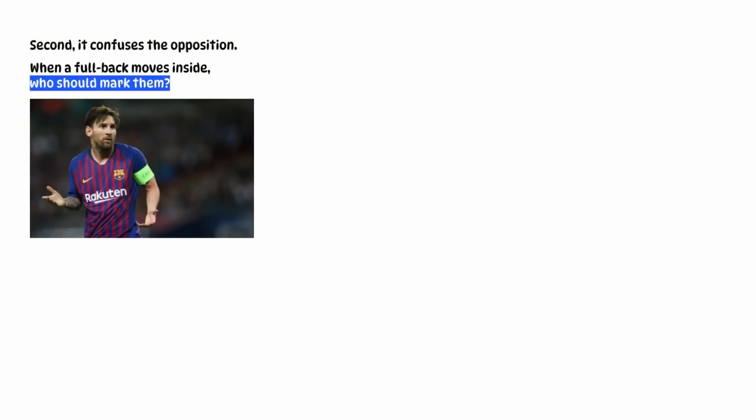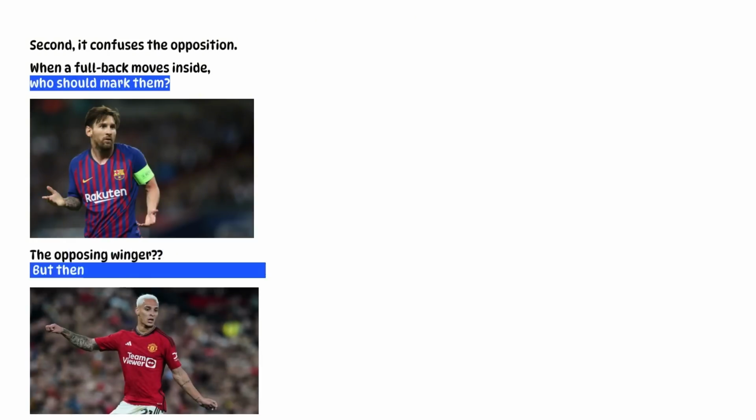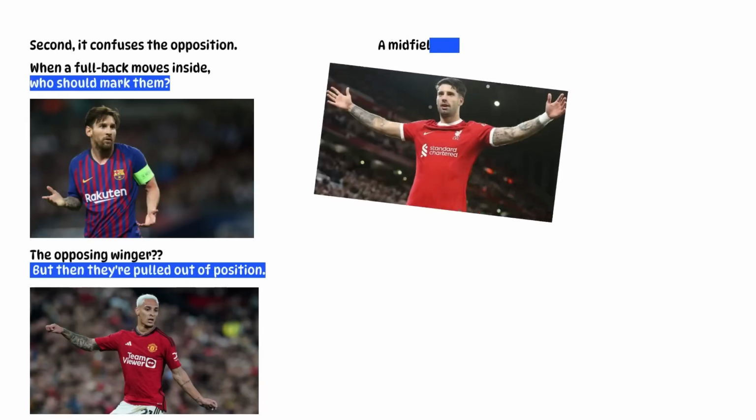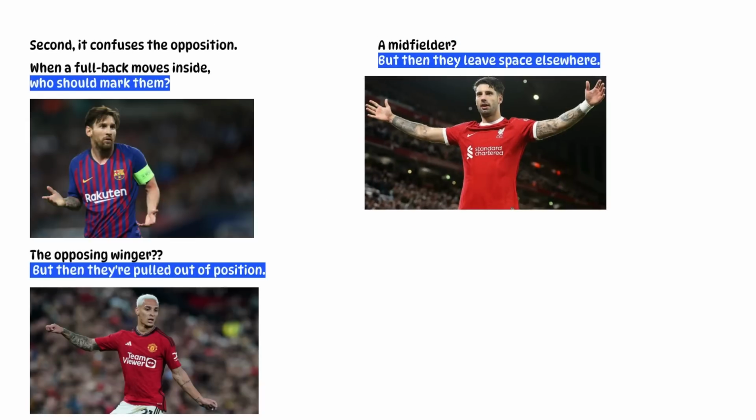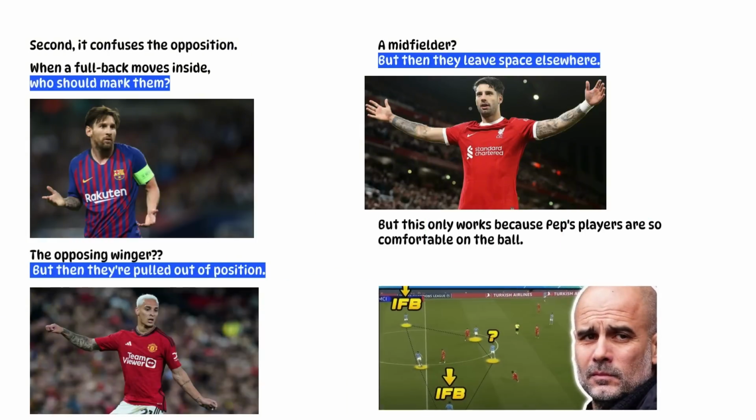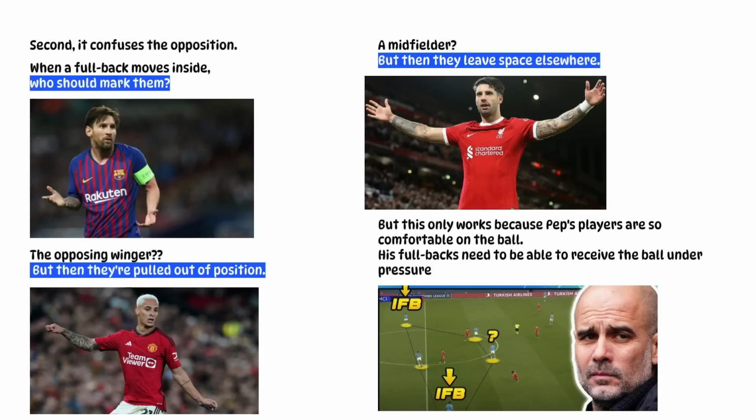Second, it confuses the opposition. When a fullback moves inside, who should mark them? The opposing winger. But then they're pulled out of position. A midfielder. But then they leave space elsewhere. But this only works because Pep's players are so comfortable on the ball. His fullbacks need to be able to receive the ball under pressure and make quick decisions like midfielders.